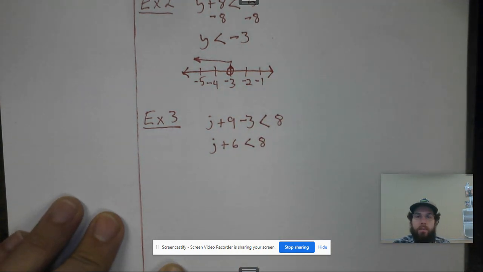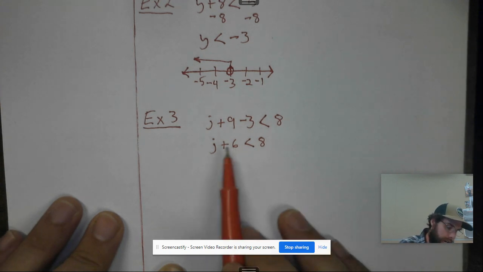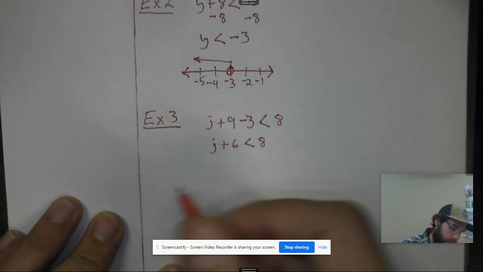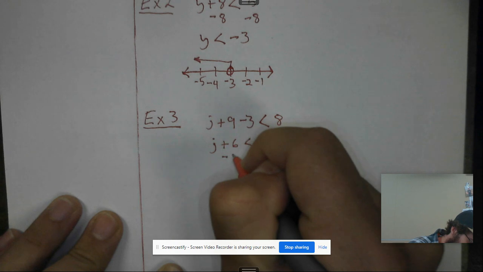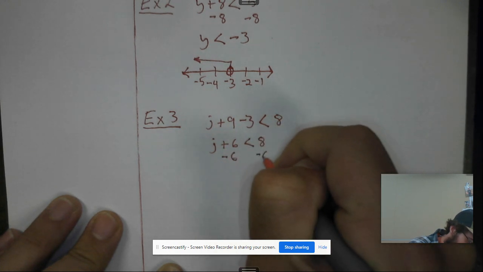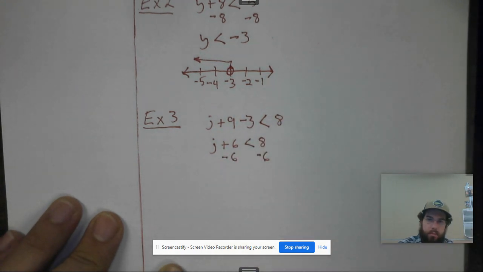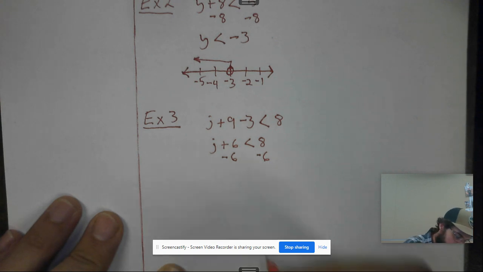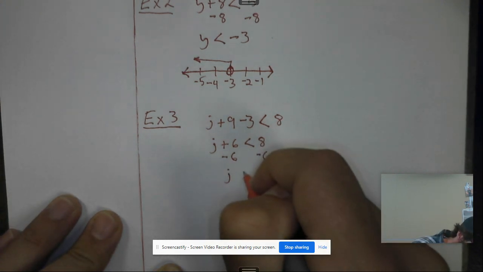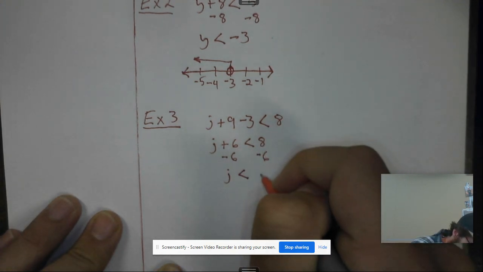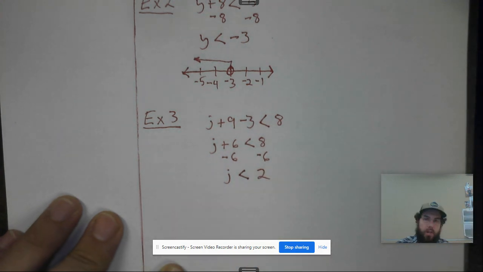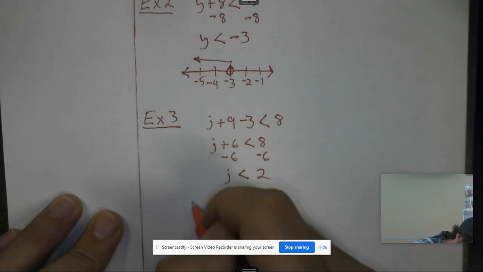From there, we're doing the same stuff we have been doing. 6 is being added to j, so I want to undo the addition. So I'm going to subtract 6 from both sides. Now I have j is less than 2. Let's put this on the number line.